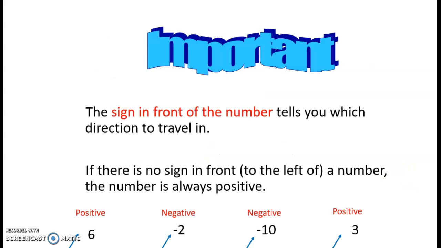It is important to remember that the sign in front of the number tells you which direction to travel in. If there is no sign in front or to the left of a number, the number is always positive. So let's look at the examples below. Here we have a positive 6 because there's no sign in front of the number. So on the number line, we would move to the right 6. Here we have a negative 6, or to the left 6, negative 10, to the left 10, and a positive 3, to the right 3.